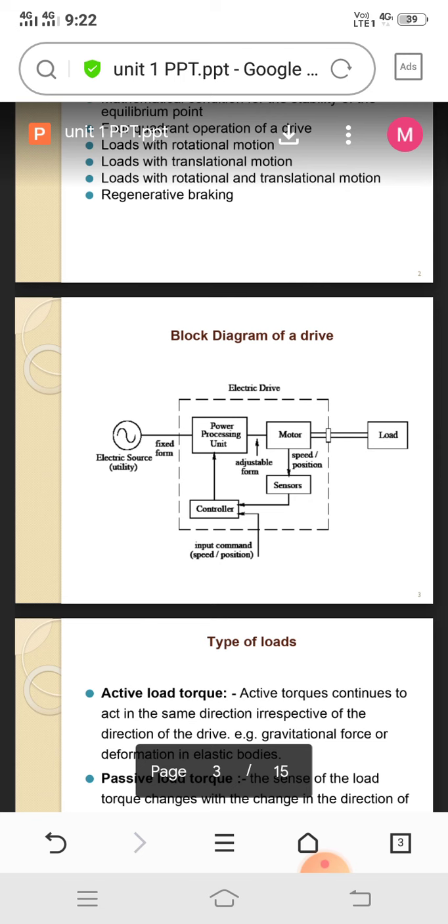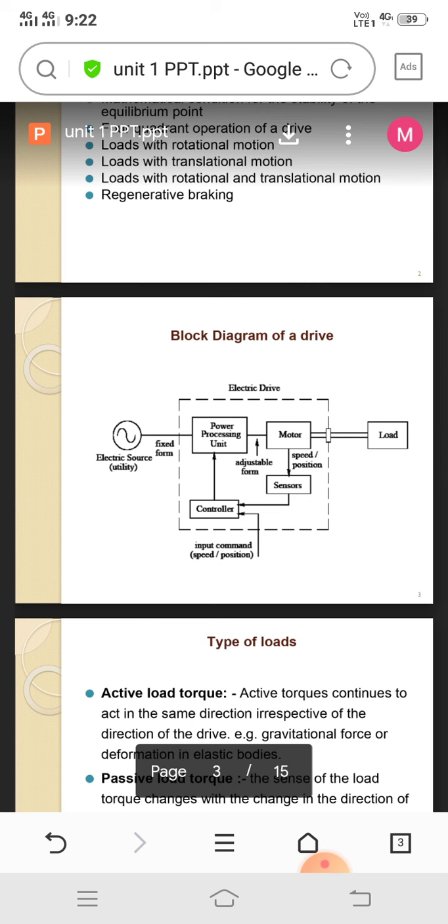This power processing unit contains some advanced solid state switches. You have all already read about those solid state switches in the power electronics subject. Those solid state switches are IGBT, MOSFET, SCR, GTO. These are power electronic switches, and another name for power electronic switches is solid state switches. Especially three switches are capable for various applications: SCR, IGBT, MOSFET.